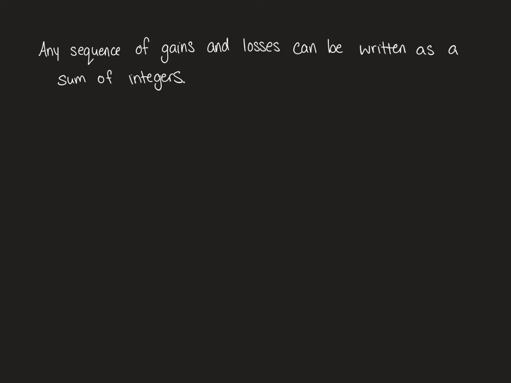Now, just as we get to question 2, they're going to let us know that any sequence of gains and losses can be written as a sum of integers. So remember, sum is the answer to an addition question. When we rewrite this sentence, we're going to group all of the integers with their signs, the numbers with their negative or positive sign. So in brackets, we'll put -3 plus +4 plus -5. So really what we're doing is just grouping it together, okay?